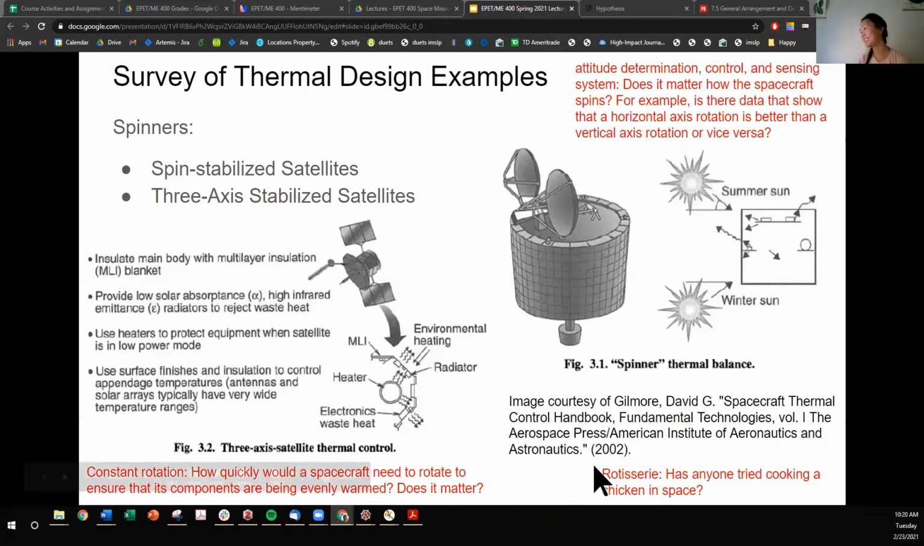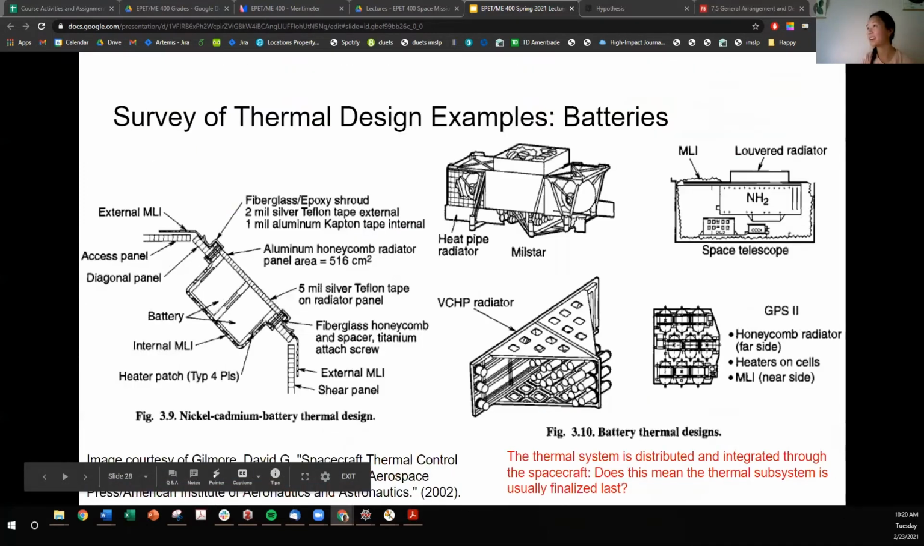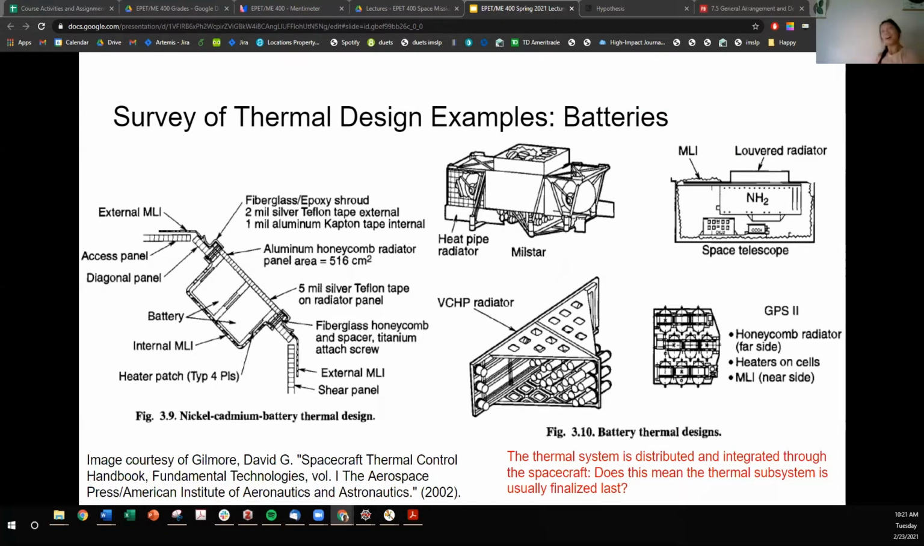And then there was this really silly question, has anyone tried cooking a chicken in space? I think it would not be a very cost-effective way to get a rotisserie chicken when we have a Costco option for $5. But no, I can't think of a chicken in space. Fun fact, there is the idea of replicating chickens in space. It's the idea of automata. Anyway, off subject.